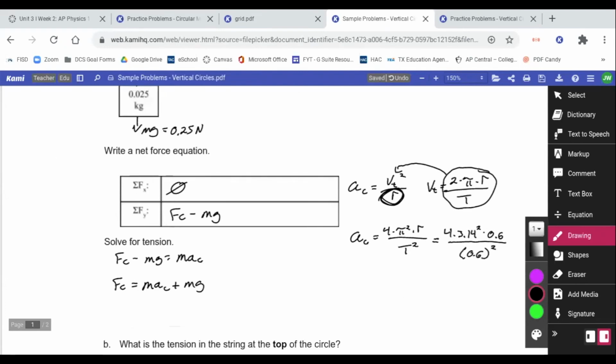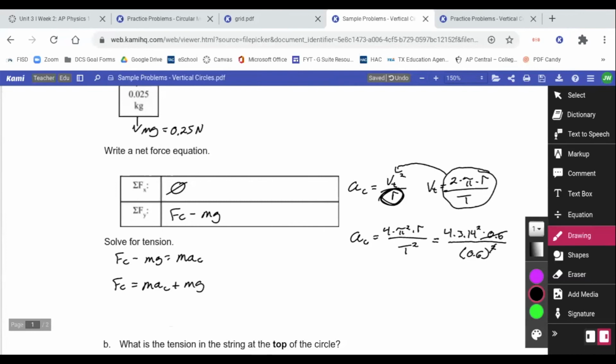0.6 squared. Okay, I'm going to use my calculator to see what I get. I kind of look at this and I would take that 0.6 and get rid of that square. I think I might be wrong. Times 3.14 times 3.14 equals, divided by 0.6. I'm getting 65.73 for my acceleration.